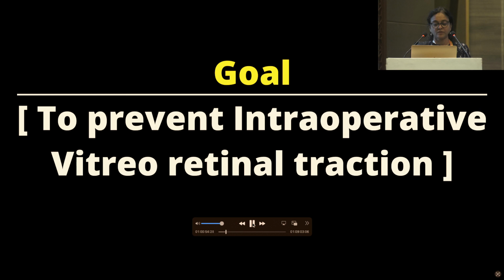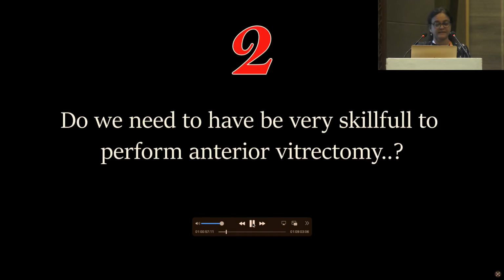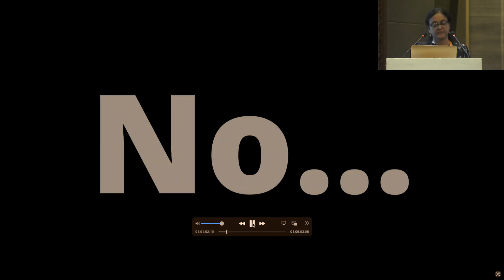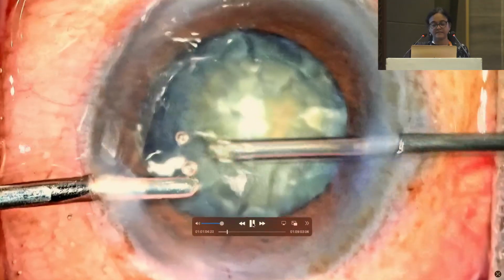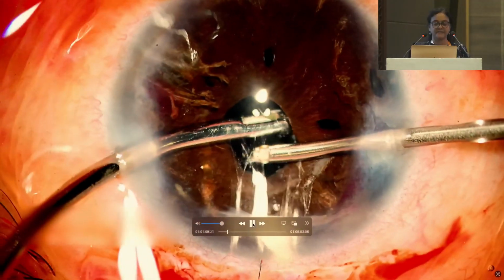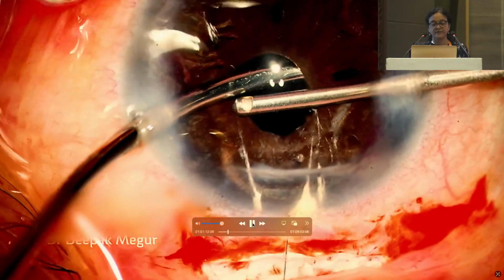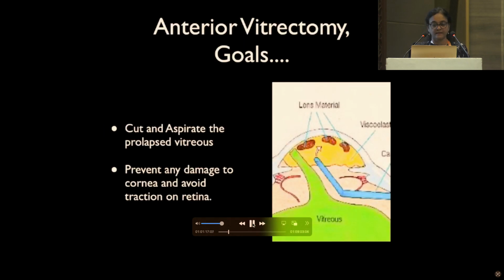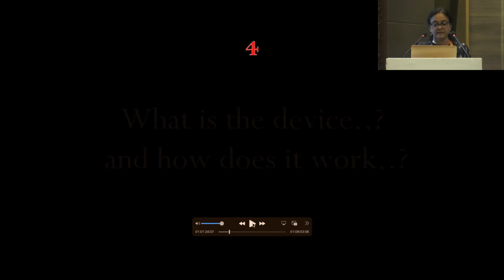To prevent intraoperative vitreoretinal traction is an additional responsibility. Do we need to be very skillful to manage vitreous prolapse and vitreous disturbance? The answer is no. Any cataract surgeon can manage vitreous disturbance. The right kind of equipment and the knowledge about how to do vitrectomy is the basic need of the hour. The goals are to cut and aspirate the prolapsed vitreous, and also to avoid any collateral damage to the iris, the capsular bag, the rhexis margin, and the retina.